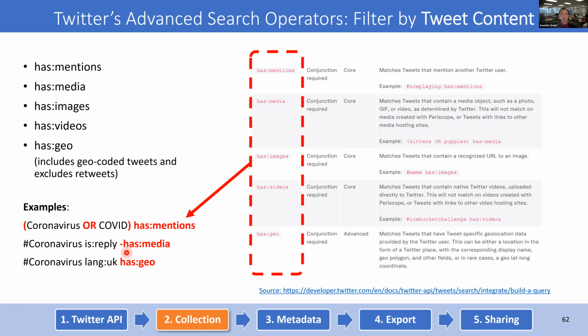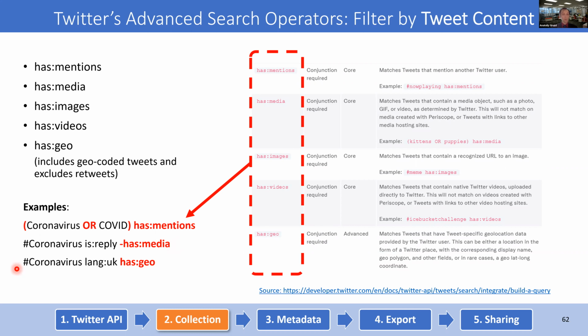Next example will include tweets with hashtag coronavirus that are replies, but without any media objects. So I did minus has:media. Because sometimes people reply with GIFs, funny animated GIFs, which is a very interesting form of communicating. But sometimes if you're only focusing on text analysis, like toxicity analysis, those types of techniques are not able to capture sentiments or other aspects of visual communication. So as a result, you may say, well, for now, my scope will be limited to only textual, text-based replies. So you may exclude media replies.